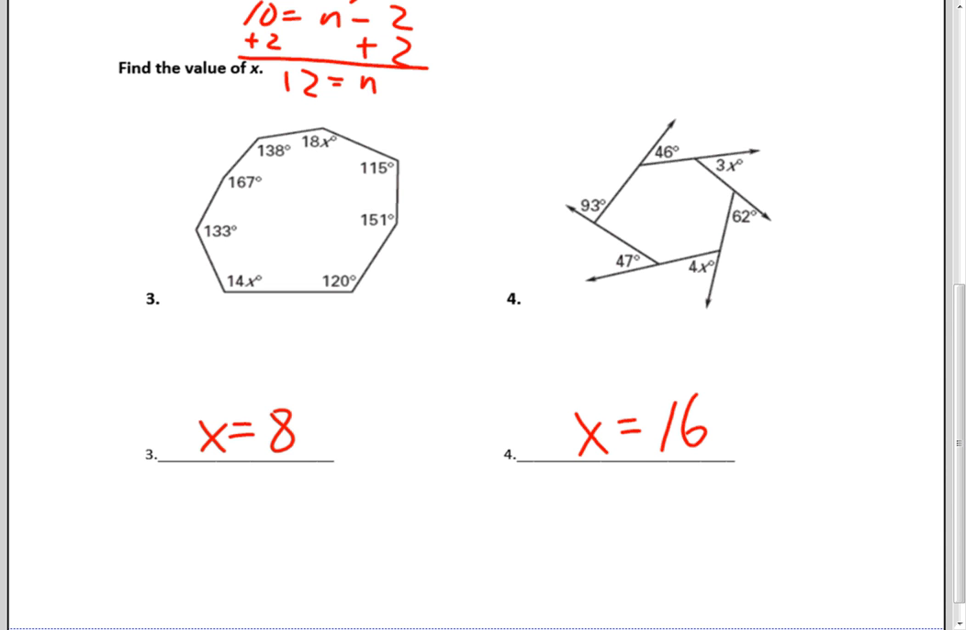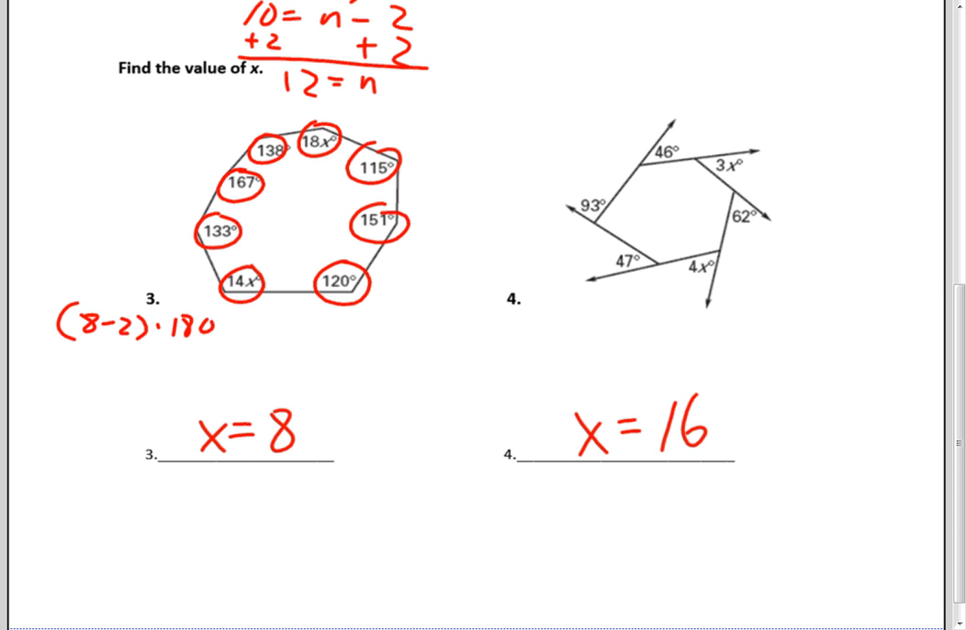Did we get 8 and 16 for those two? 1, 2, 3, 4, 5, 6, 7, 8. If there's 8 angles, there's 8 sides. So you should have been doing 8 minus 2 times 180. But that's really what we were doing in problem number 1, and that answer was 1080.